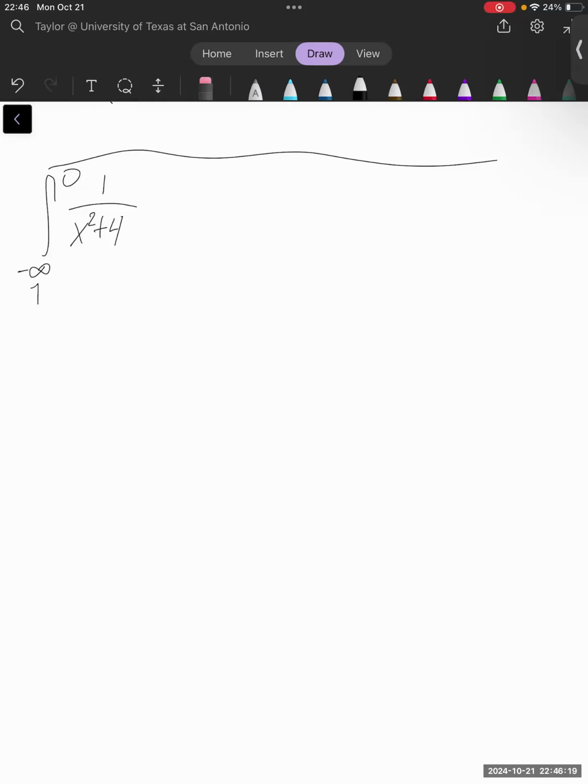So what I can do is I can actually change, just let this value be t, and I can pull that infinity out, and I can say I want to look at the limit as t approaches negative infinity of the integral from t to 0 of 1 over x squared plus 4 dx.